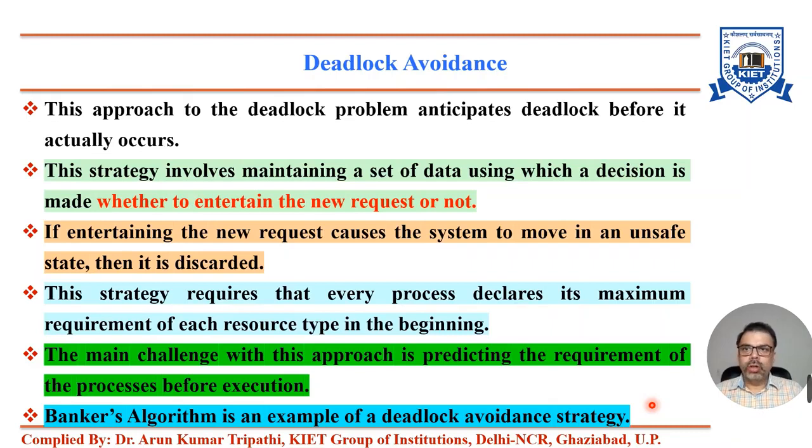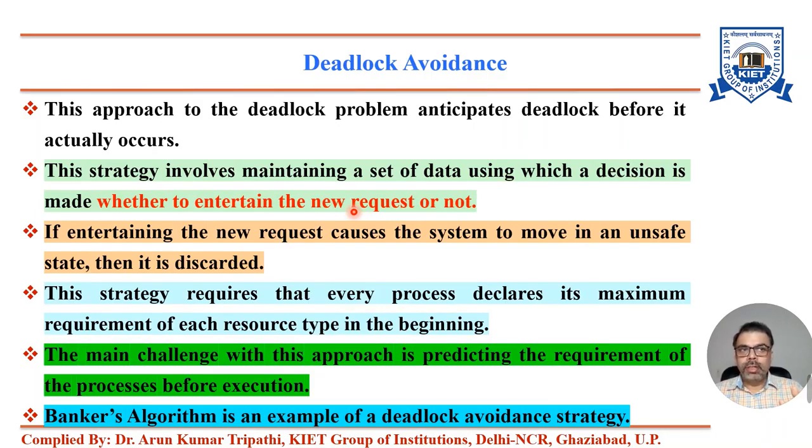Now, coming to deadlock avoidance. This approach to the deadlock problem anticipates the deadlock before it actually occurs. In this strategy, we maintain a set of data using which a decision is made whether to entertain a new request or not. Means I am a process and I am requesting four resources from the system. So firstly, the system will check whether the resources should be granted to me or not.